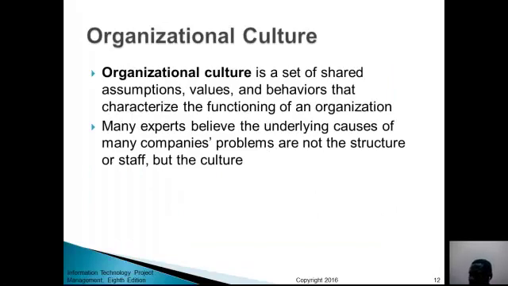Now let's go back into organizational culture once more. When we talk of organizational culture, we say that it's a set of shared assumptions, values, and behaviors that characterizes the functions of an organization. And many experts believe that the underlying causes of many companies' problems are not the structure or the staff, but the culture. Is that true? How would you agree on this? It could be an examination question.